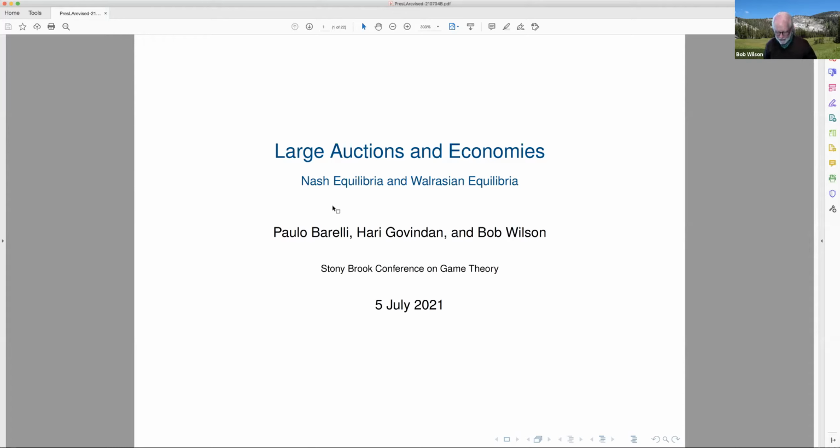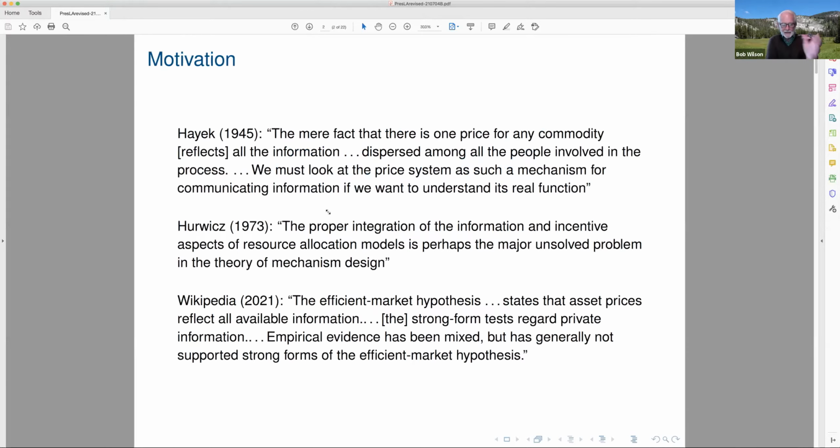Let me start with some motivation that actually influenced me 60 years ago when I started looking at the topic. So I give here three quotes, which I also cited in the published lecture. One was Hayek in 1945, emphasizing markets and the price system as an information system, because it's really reflecting the information of all the participants.